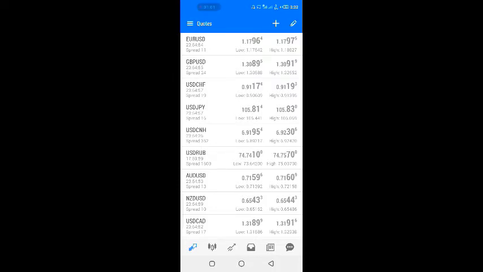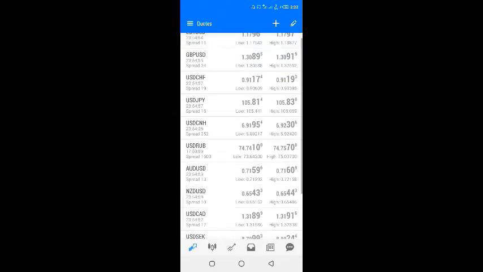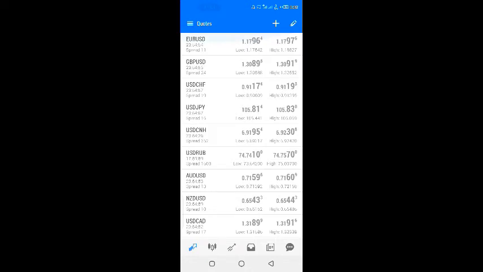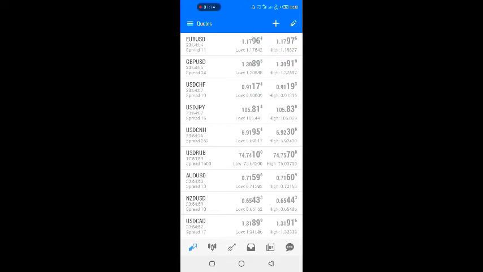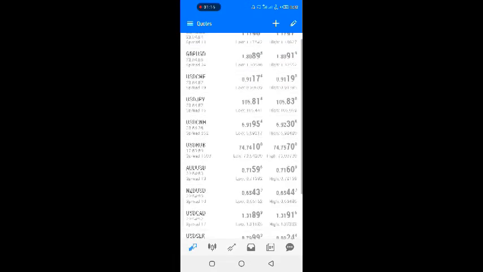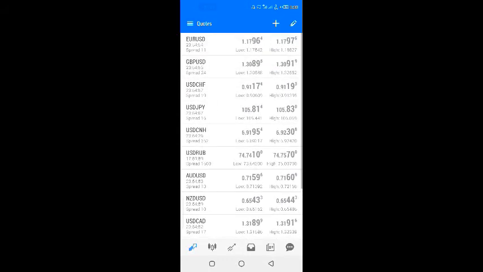So, if we look at the chart in front of us, the first column, Euro USD, GBP USD, these are currency pairs. The second column, 1.1796, 1.1089, this is the bid column for the bid price. 1.1797, 1.3091, this is the ask column. Do we all got that?